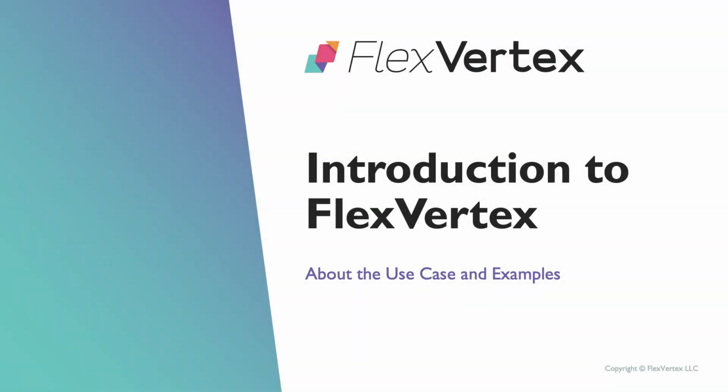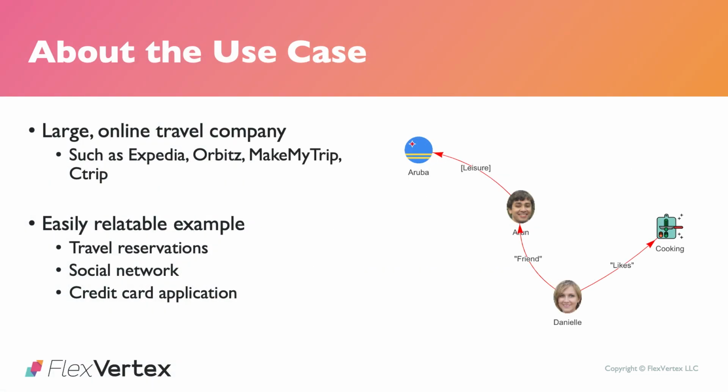This video briefly introduces you to the use case and examples you'll see throughout this course. In this course, we'll use a real-world use case inspired by a large online travel company, similar to Expedia, Orbitz, MakeMyTrip, or Ctrip. This relatable example will help you understand FlexVertex's capabilities through familiar scenarios, such as travel reservations, social networking, and credit card applications.